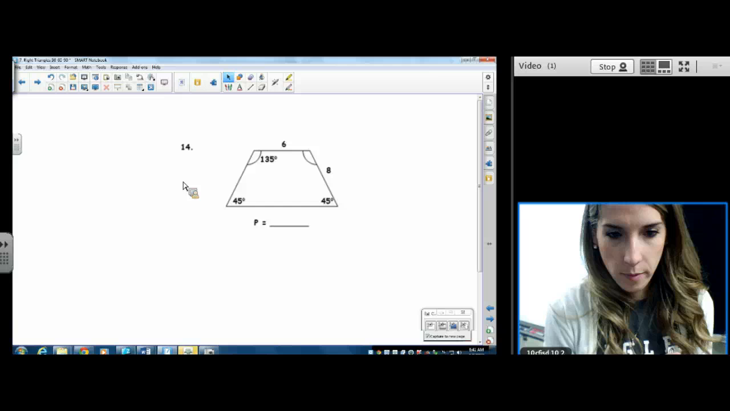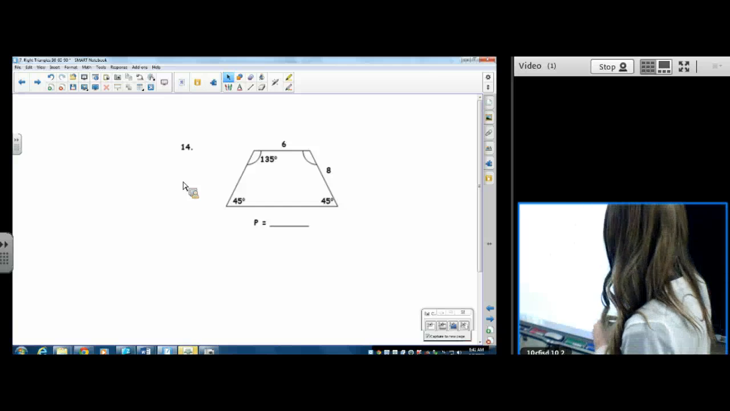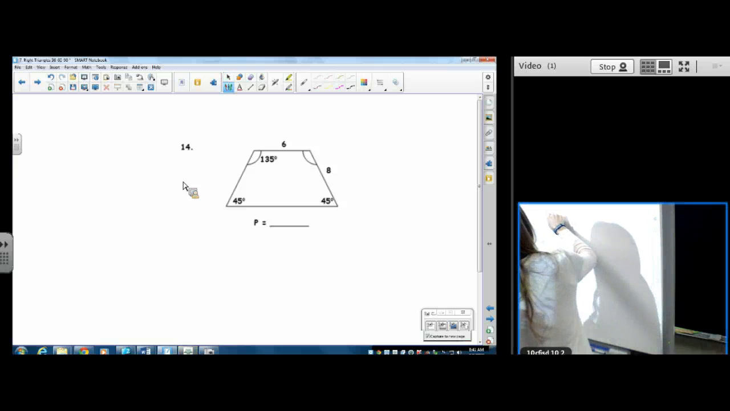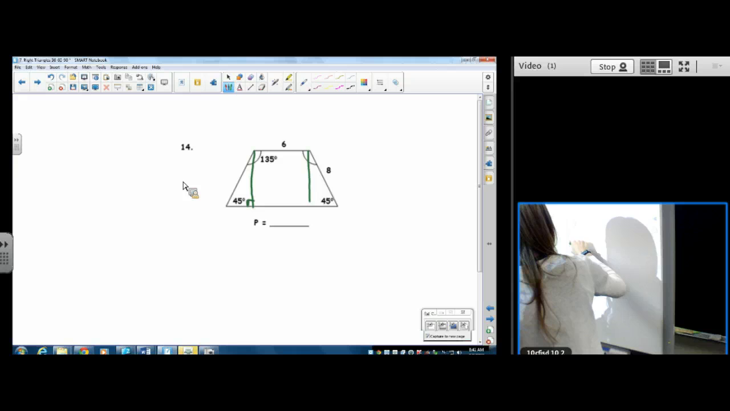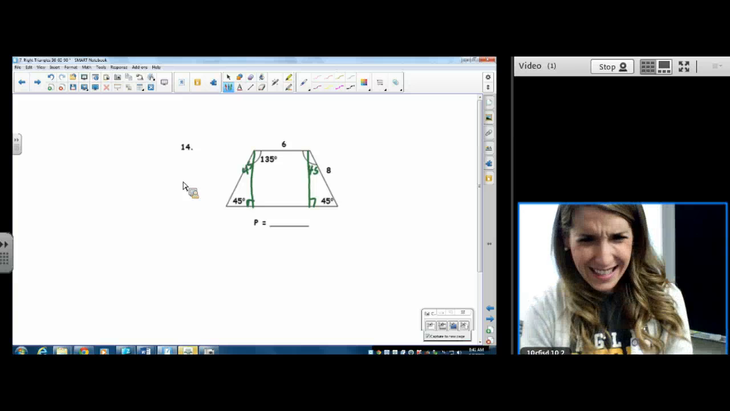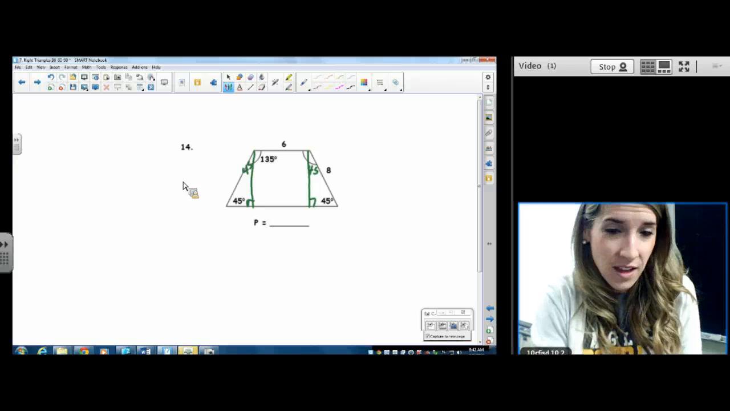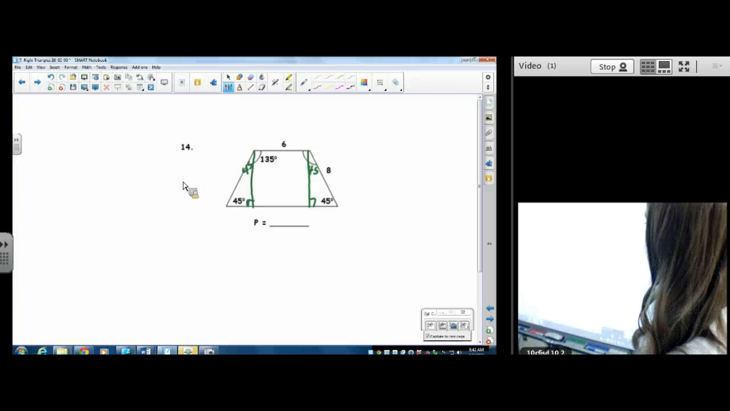14 is another problem for which we need to draw some altitudes. We need to add some segments to our picture. We can draw an altitude here, and this is really not to scale, which kind of confuses me. Probably confuses you as well, right? Because that does not look like a right isosceles triangle, but it is.